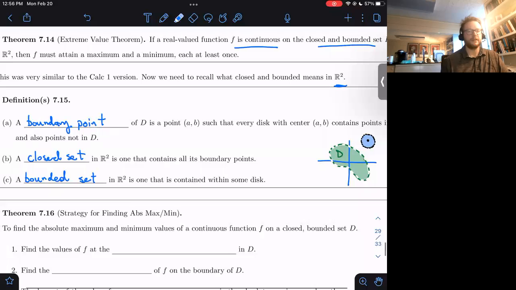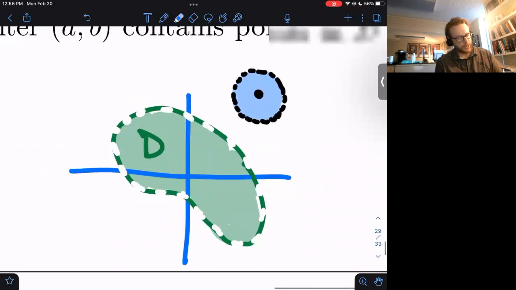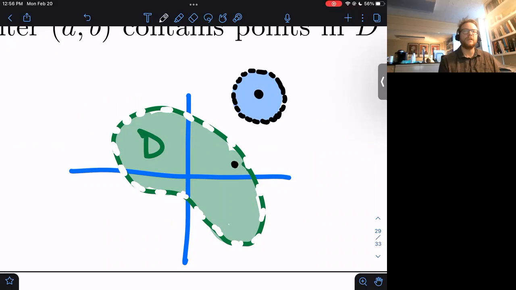So this is not a boundary point. Likewise, you can even choose one that's quite close to the edge there, but so long as it's not actually on the edge, again, you could choose a smaller radius here, right? And those points there are entirely within D. So it does not contain, right?